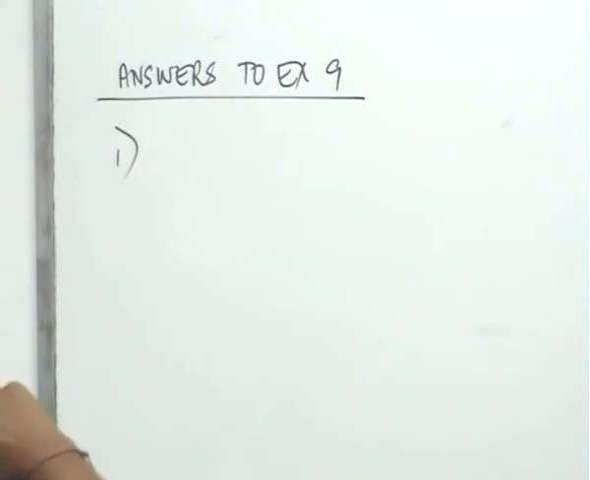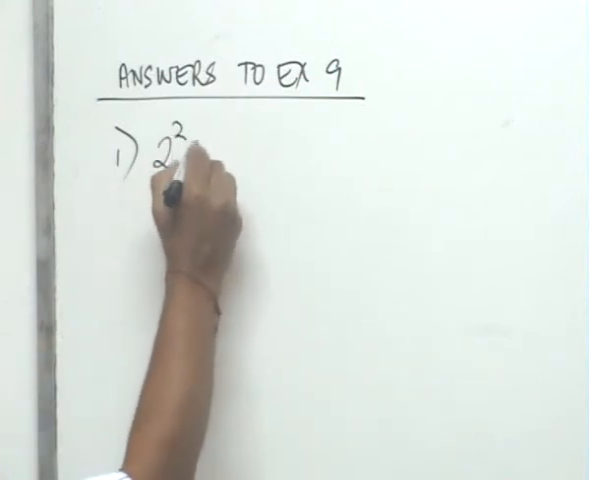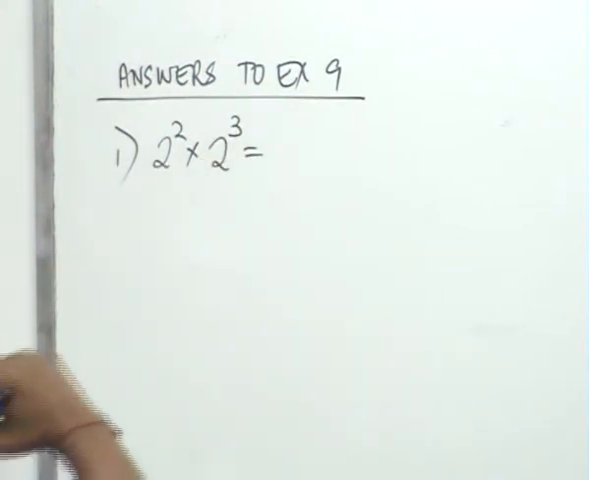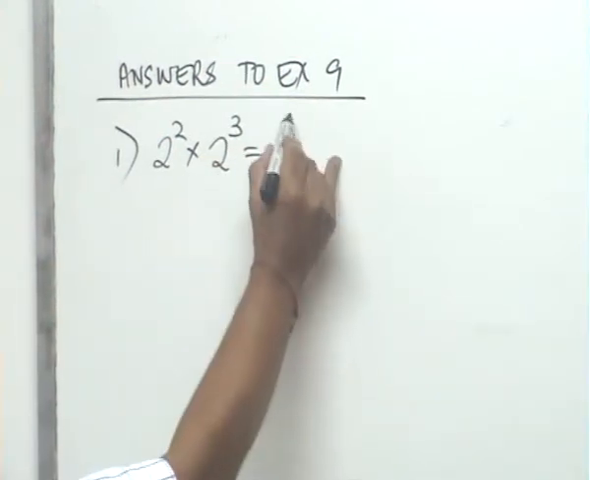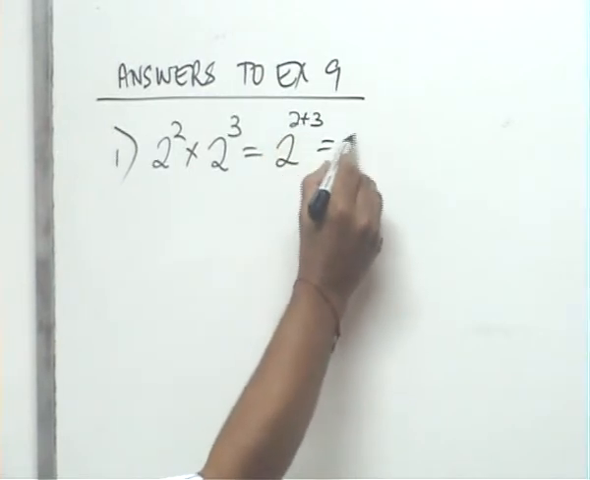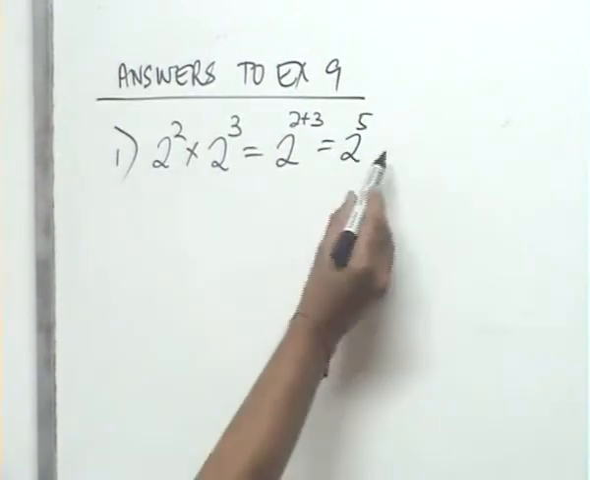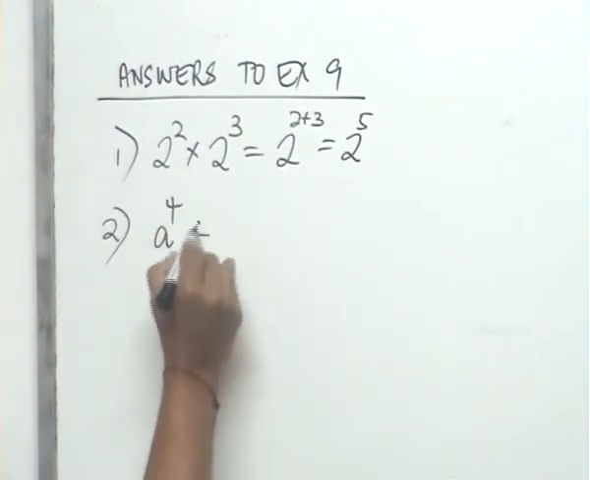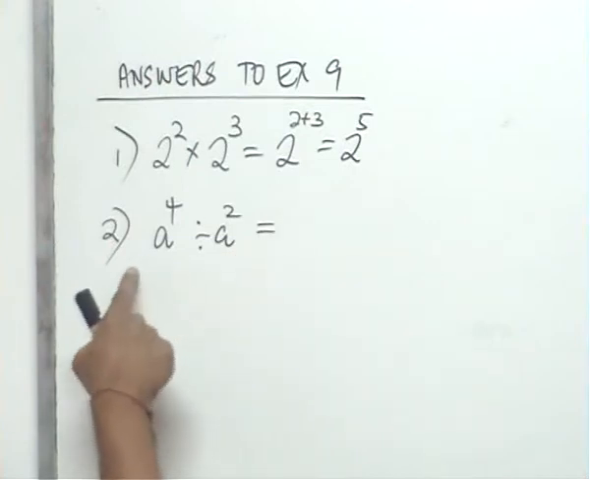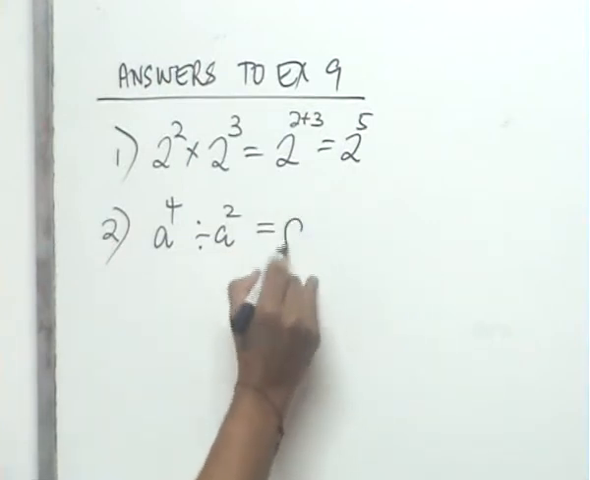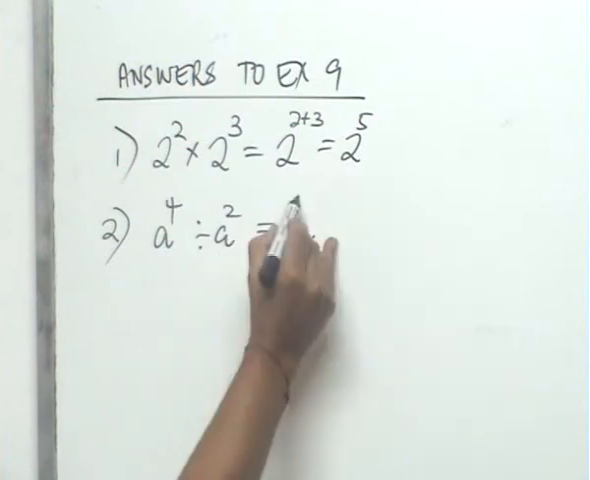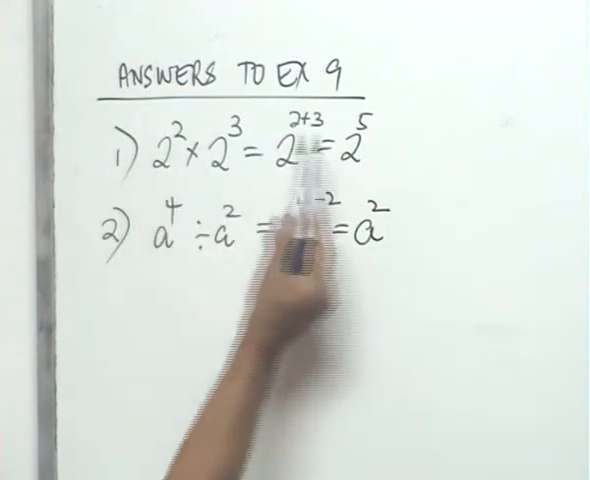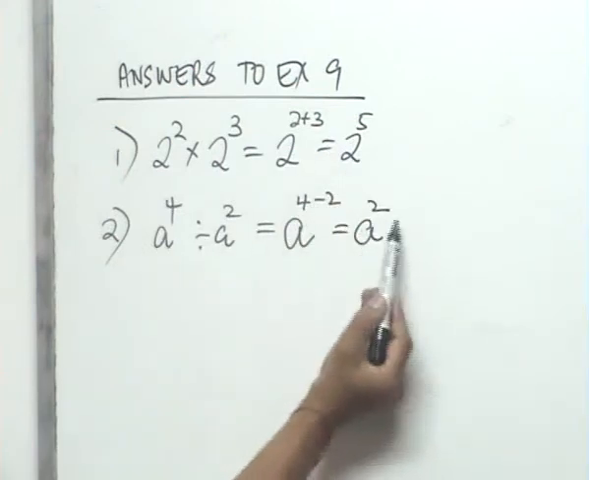Here's the answers to exercise 9. Number 1, you have 2 squared times 2 cubed, right? So write down the base one time, add the indices, 2 plus 3, you get 2 to the 5, using the multiplication law. Number 2, a to the 4 divided by a squared. Now you have to use the division law. Write down the base one time and subtract the indices, so you get a squared. So you see, there you use the multiplication law. Here you use the division law.